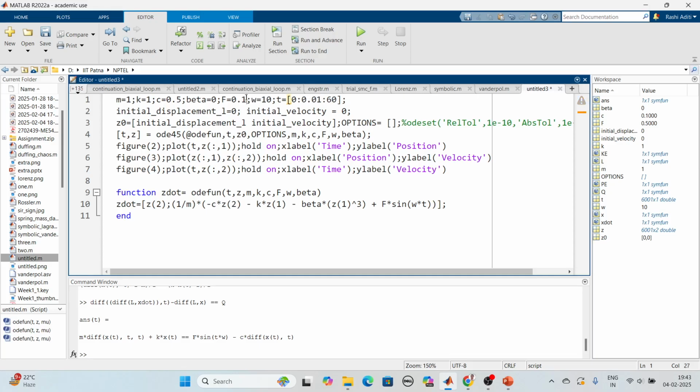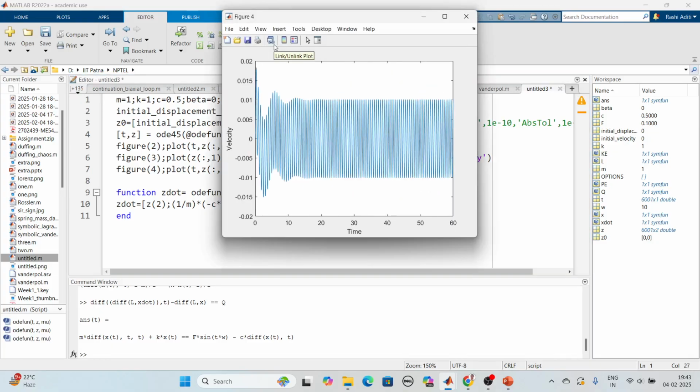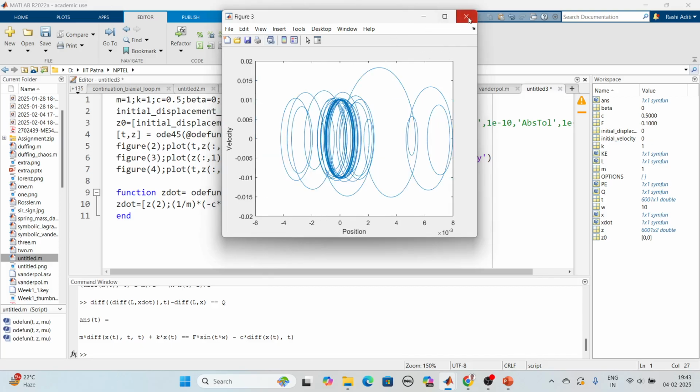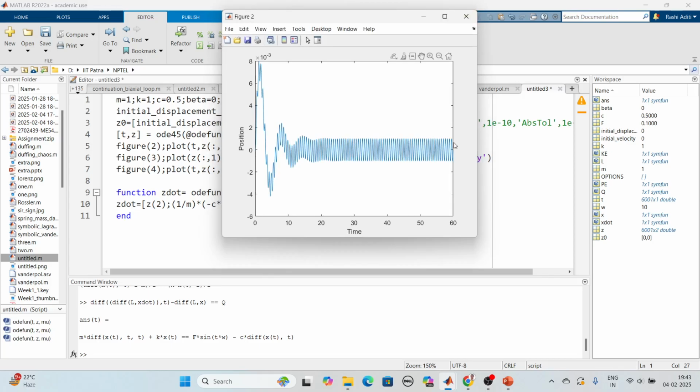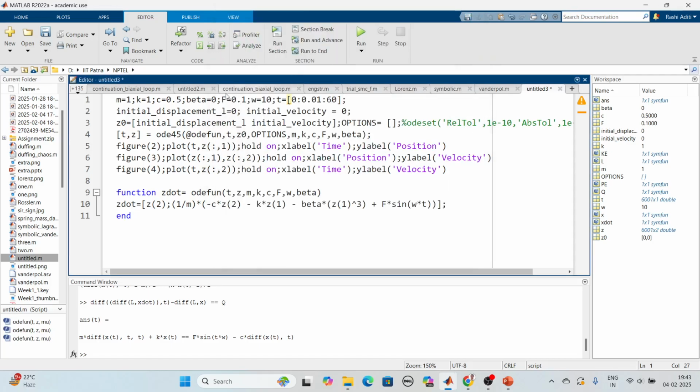We need to reduce the forcing. Now see, how is it behaving? It is behaving in a periodic fashion, right? However, there is some initial transient. After that, it is behaving in a periodic fashion, right? However, now if I introduce a very small value of beta, let us see how the system behaves.